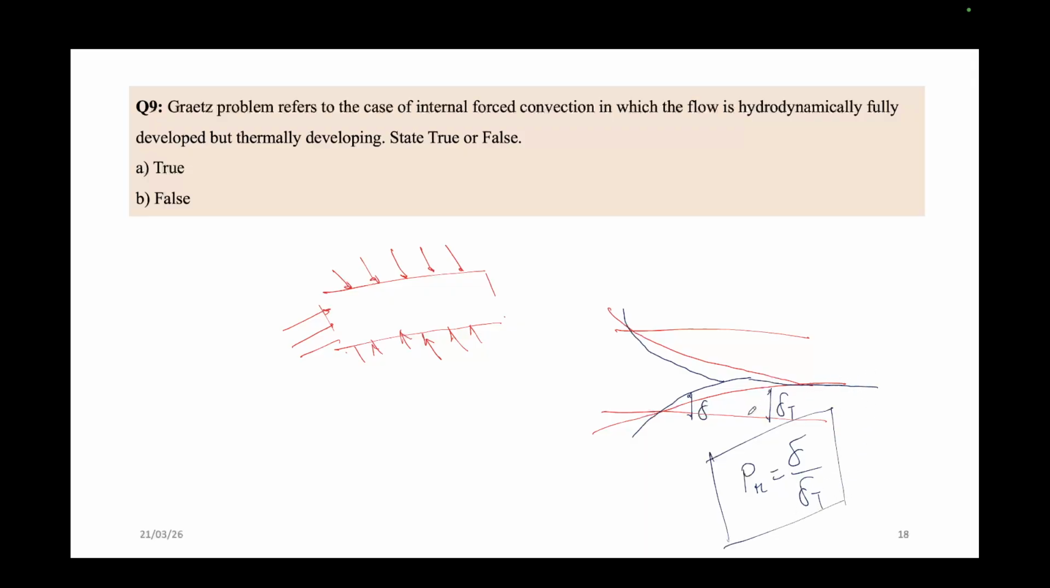So if in any problem there is both a thermal boundary layer and a hydrodynamic boundary layer, we know it as a combined problem. So the correct option is option A. Okay, so now I am moving to a numerical problem.